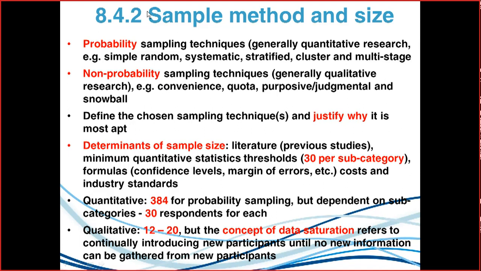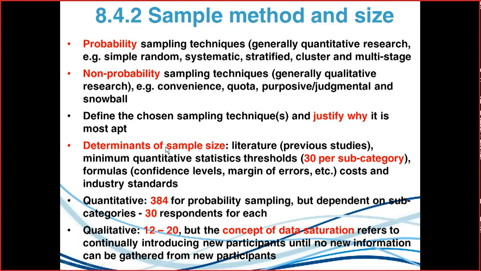Sampling method, there are a number of probability techniques: simple random, systematic, stratified, cluster, but most of our research is non-probability because of costs and time constraints, and not having access to full databases, which is very expensive. You would be using a convenience sample, purposive or judgmental or snowballing approach. So you need to define the technique you're using and justify why you're using it.